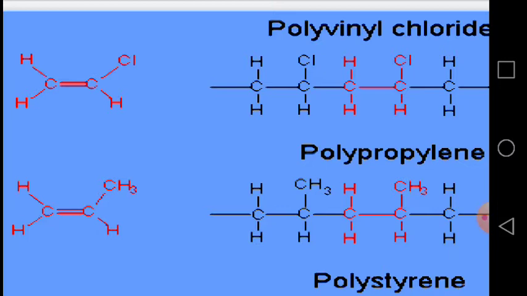This propylene also has the double bond. When this double bond dissociates and it combines with other propylene monomers, they make a long chain. You can see this in this diagram.